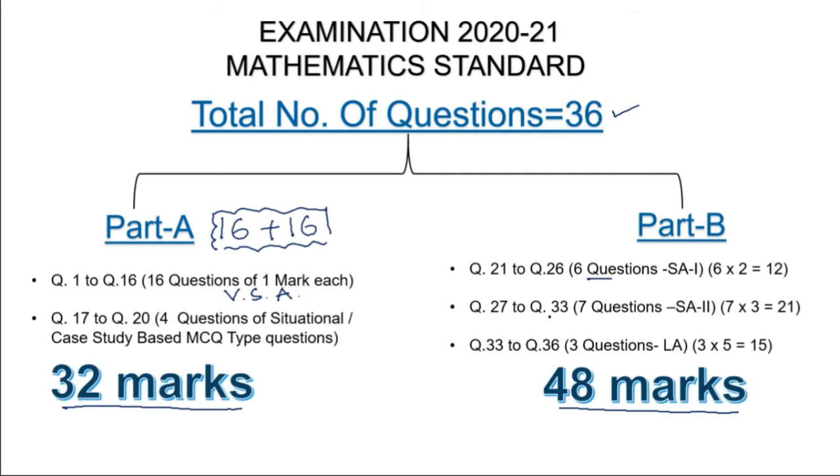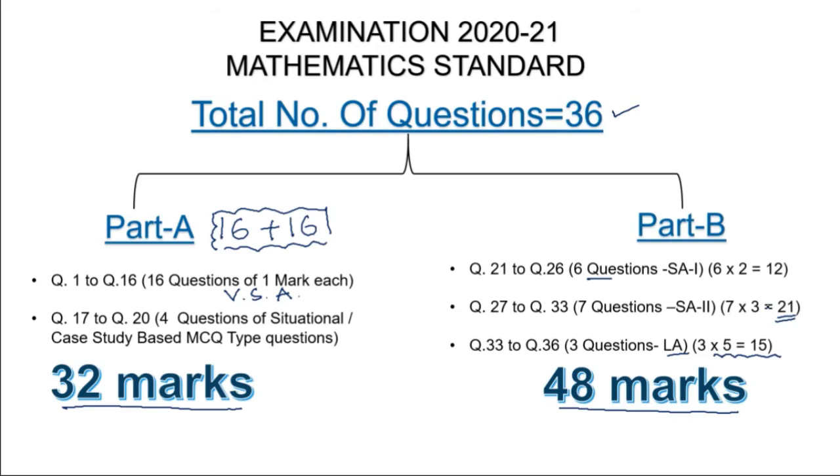From question 27 to 33, we have the short answer 2 type, which are 3 marks each. So 7 questions into 3 gives 21 marks as short answer type 2. Question 33 to 36, there will be 3 questions. They are long answer type, which is 5 marks each.